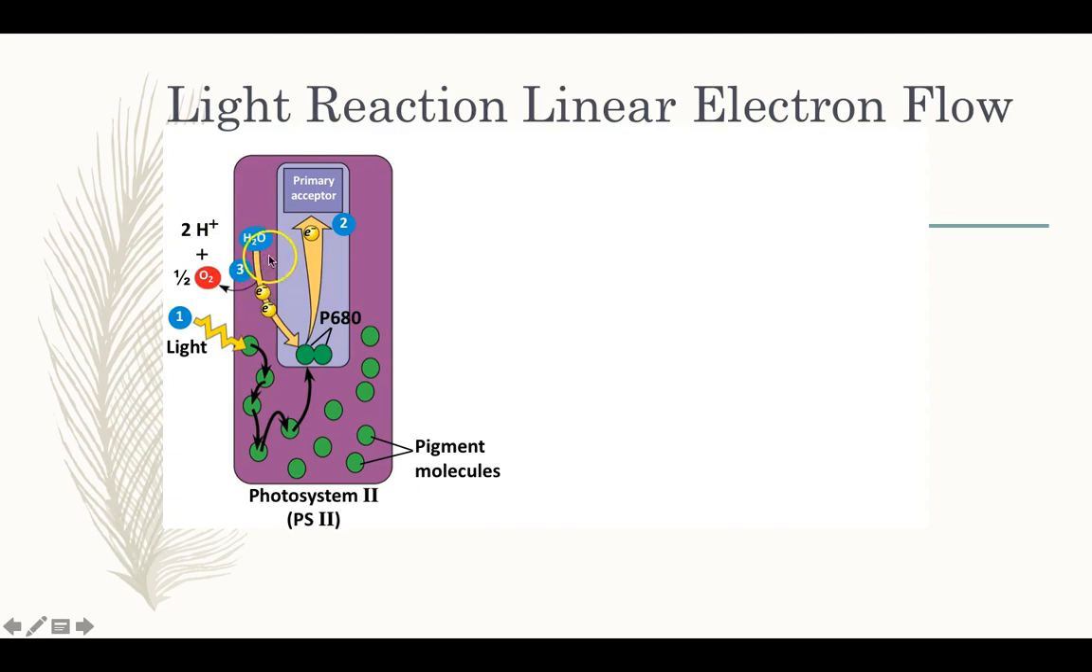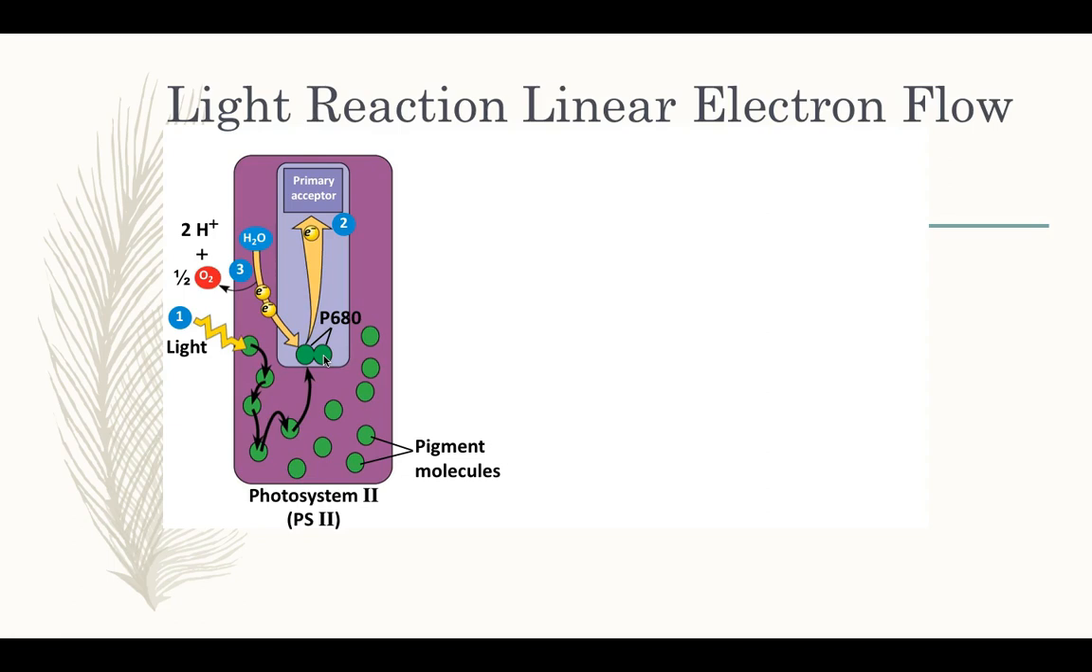So the electron that's taken from the hydrogen is going to replace the electron that was excited from P680 and make it P680 again. So P680 is reduced, because when you receive electrons, when you gain electrons, you're reduced. If I lose electrons, I'm oxidized. So water is being oxidized, but P680 plus is going to be reduced back to P680.